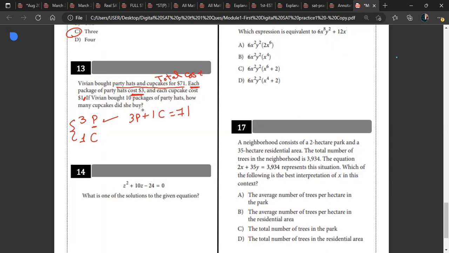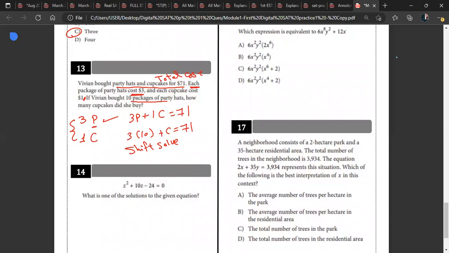Now the question is, if Vivian bought 10 packages of party hats, which means B equals 10, find C. How many cupcakes did she buy? So here it will be 3 multiply 10 plus C equals 71. Now shift solve. Shift solve saves your time.